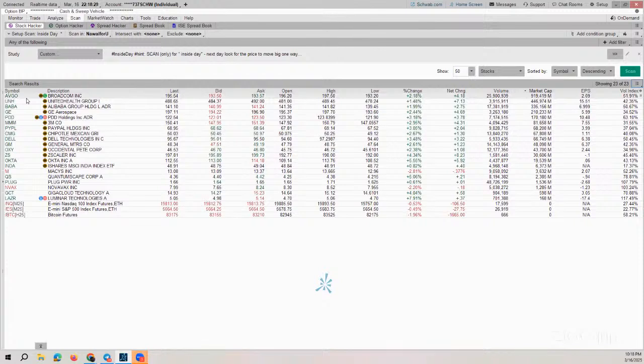AVGO, UNH, Baba, EDT. Okay. Okta is really good. Okta is just doing Okta.